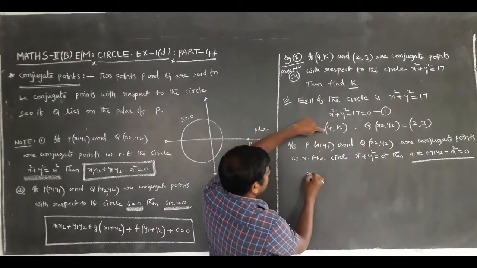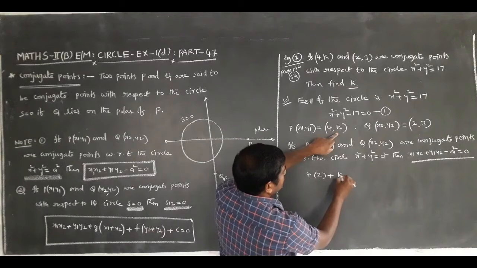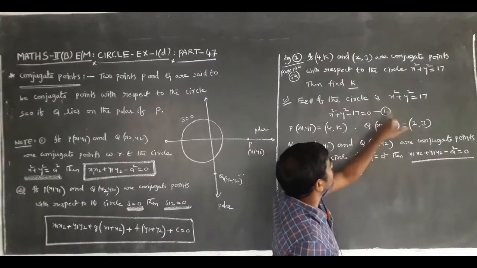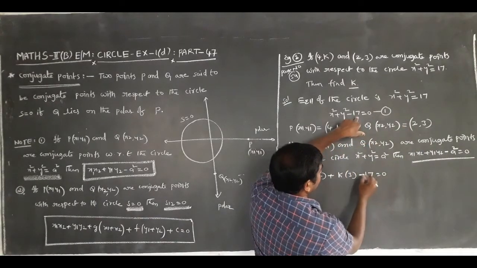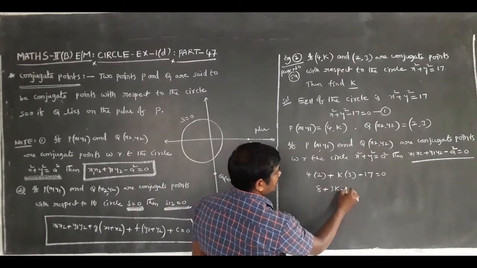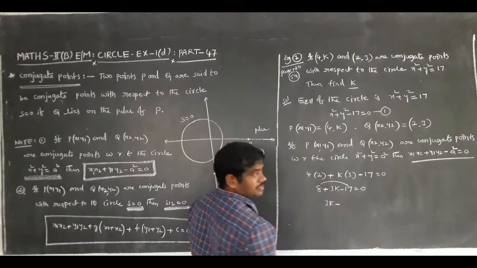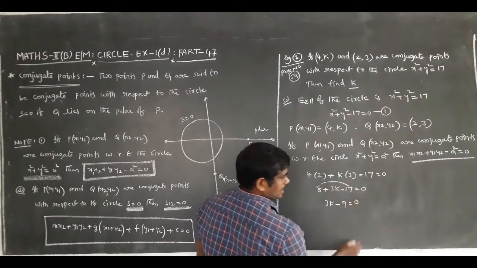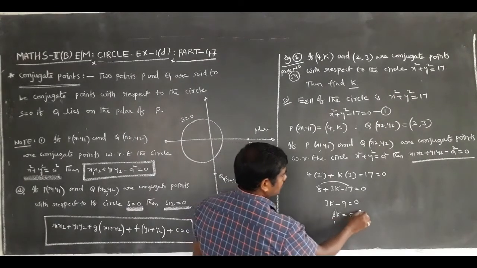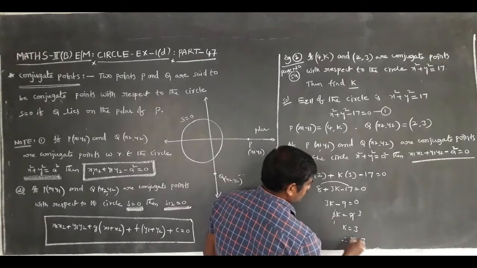Here x1 = 4, x2 = 2, y1 = k, y2 = 3, a² = 17. So 4 × 2 = 8, plus k × 3 = 3k, minus 17 = 0. 3k + 8 - 17 = 0, so 3k - 9 = 0. 3k = 9, k = 3. Therefore, k = 3.